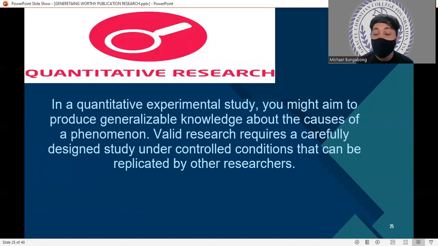So let's talk about quantitative research, class. In a quantitative experimental study, you might aim to produce generalizable knowledge about the cause of a phenomenon. So valid research requires a carefully designed study under controlled conditions that can be replicated by other researchers. All right. So that's what we call the quantitative experimental.